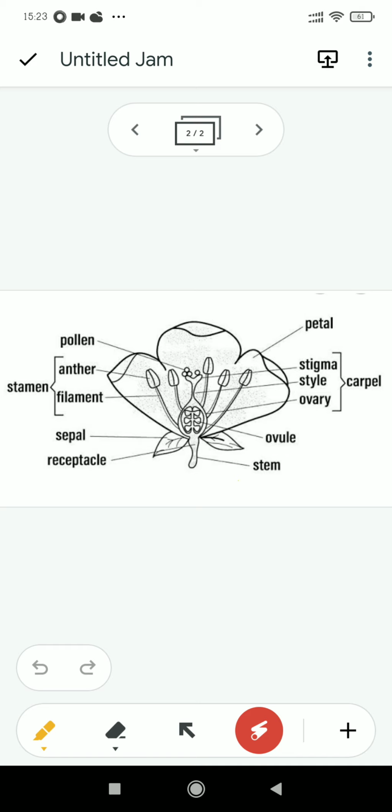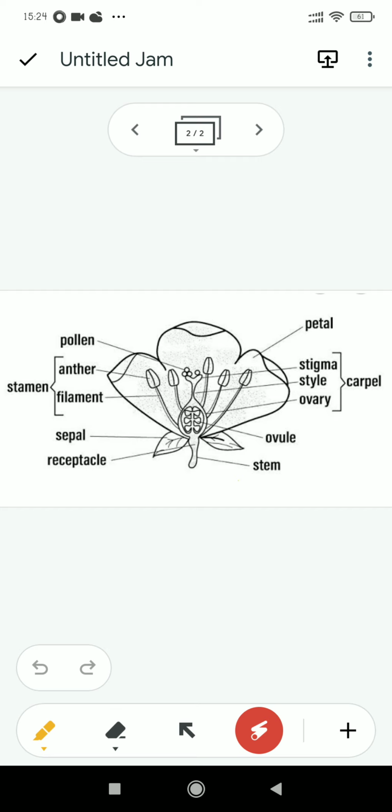Now I will come to petal. Petal is the colorful part of the flower. These are mostly colorful, that attracts insects for pollination. Mainly they come to have their nectar, and through them the pollination occurs. They carry the pollen grain from the anther to the stigma, that creates a pollination. So a collection of petals is known as corolla.